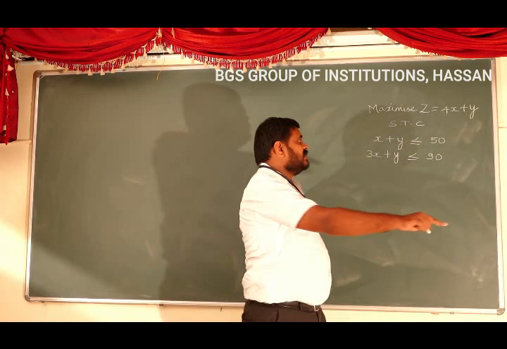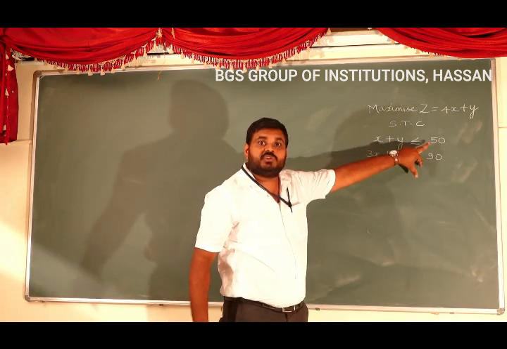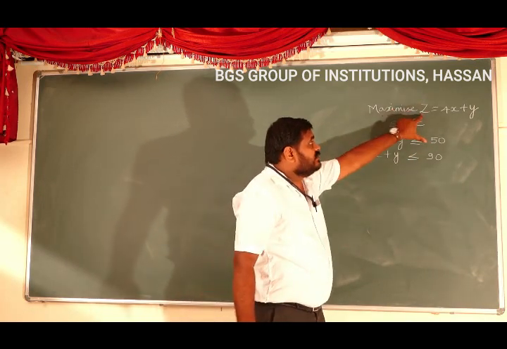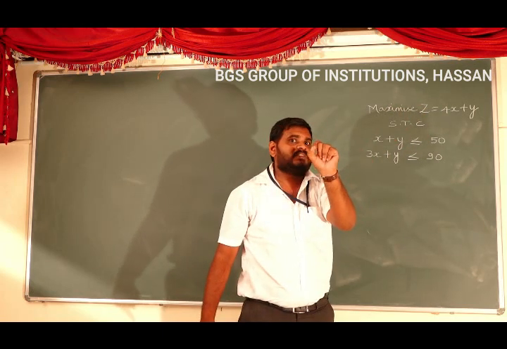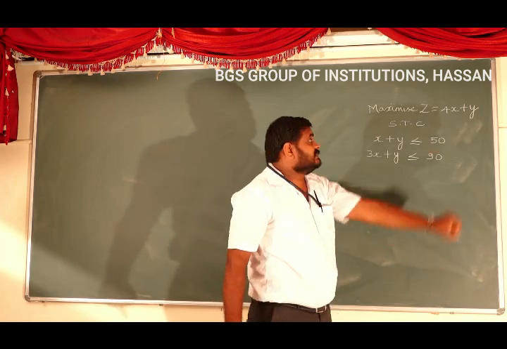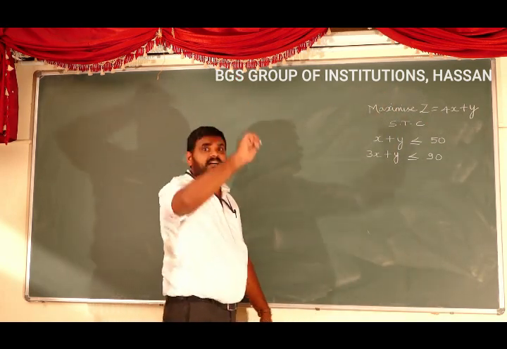Whatever the values of x and y, they satisfy these two conditions. Many values of x and y satisfy these two conditions. But my intention is that the value of z should be maximum. I need to find out for which value of x and y the z value will be maximum. Now, how to find that?